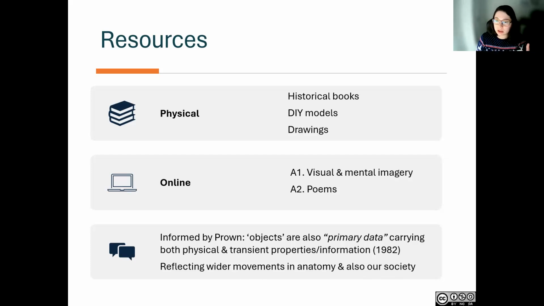We can learn quite a lot from these objects, looking at what has happened to them. So I was very keen to take this information and translate it into the resources that were used for both artifacts.